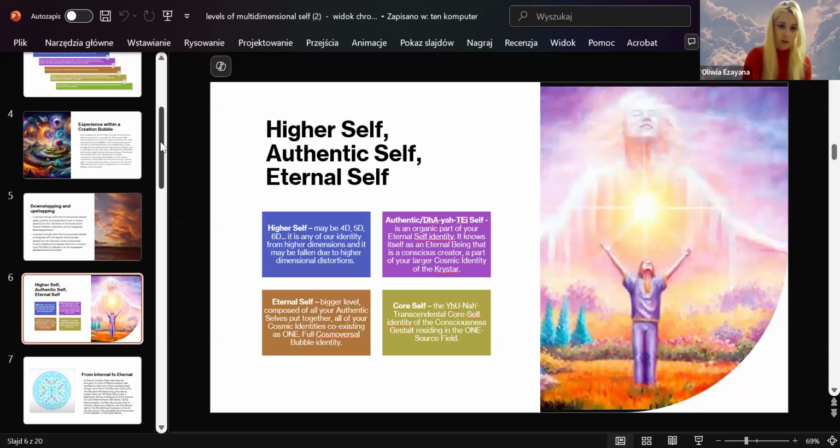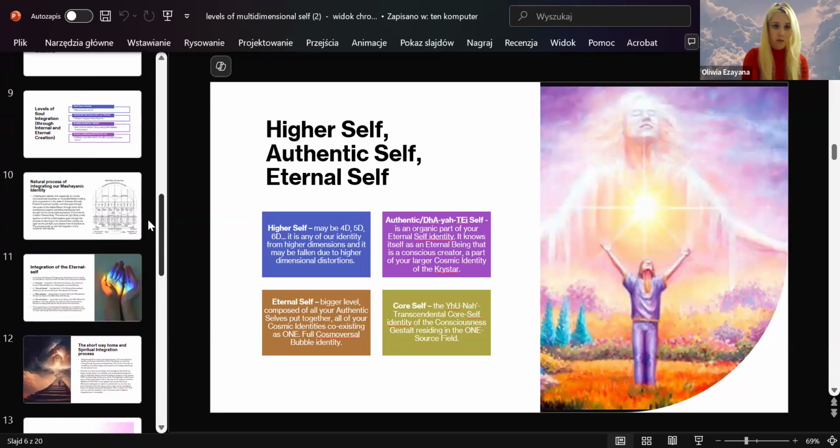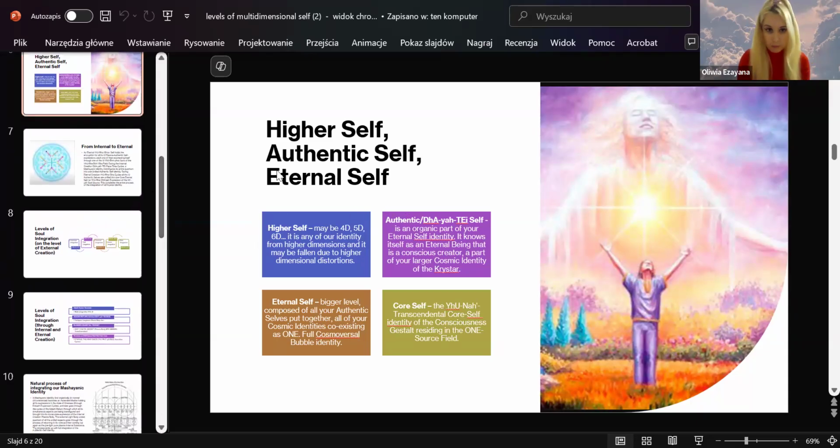And we have those different levels of selves, and now let's analyze each one of them. So we have the higher self, which may be coming from dimension 4, 5, 6, etc. It is any of our identity from higher dimensions, and it may be fallen due to the higher dimensional distortions.